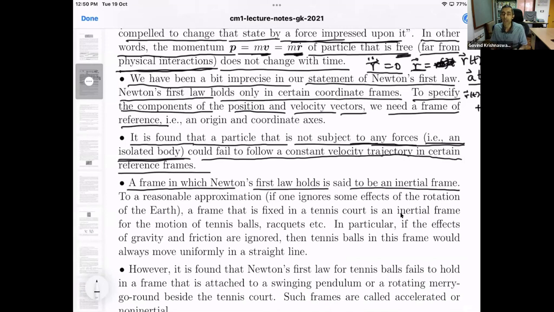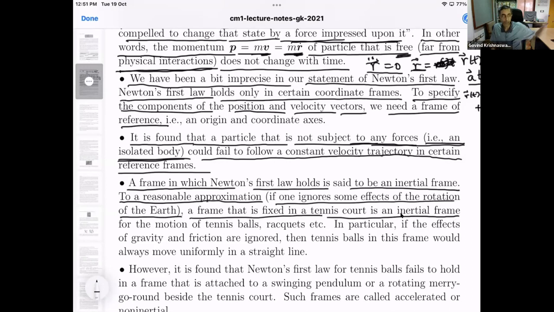A frame in which free particles follow straight line uniform motion trajectories is called an inertial frame. Now, let me give you an example. To a reasonable approximation, that is, if one ignores certain effects of the rotation of the Earth, then a frame that is fixed in a tennis court on the Earth, or in the cricket pitch here at CMI, is an inertial frame for the motion of cricket balls, tennis balls, rackets, and so on.